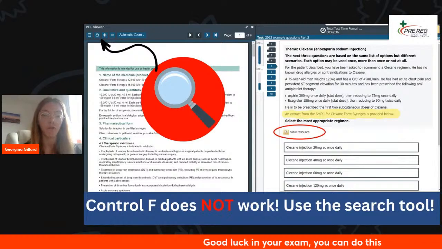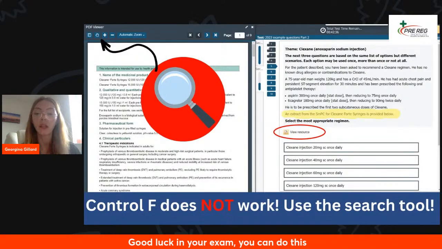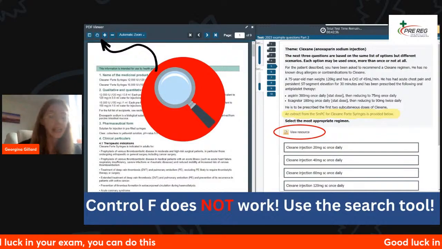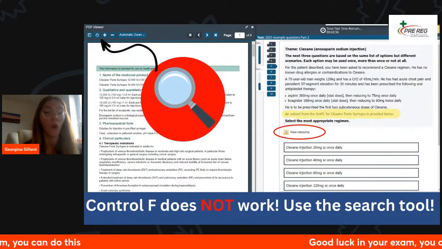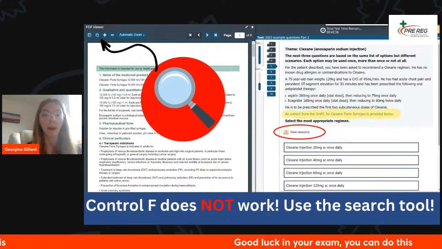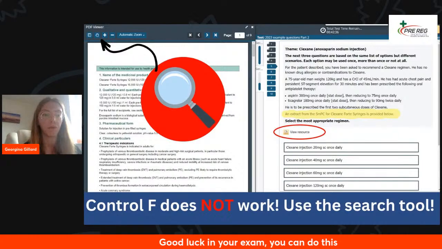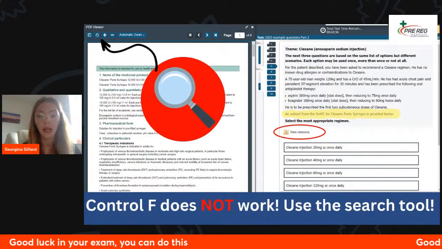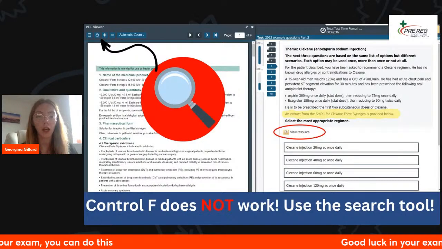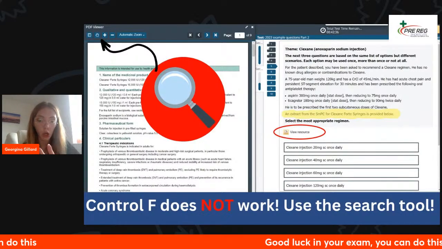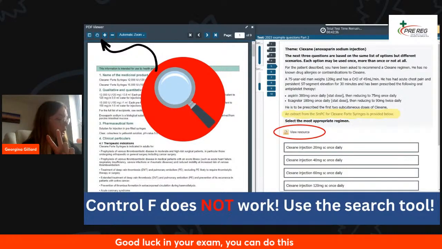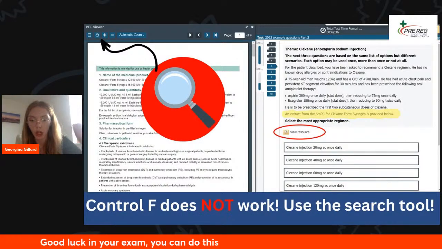So remember, Control F does not work. You use the search tool. The principle of the search tool is exactly the same as Control F, but you've just got to click on that magnifying glass. It will pop up with a text box, and there you can go typing away. Is that all okay, everybody, so far, guys? Give me a 2 if that's all okay, because then I can talk about searching smart, not hard.